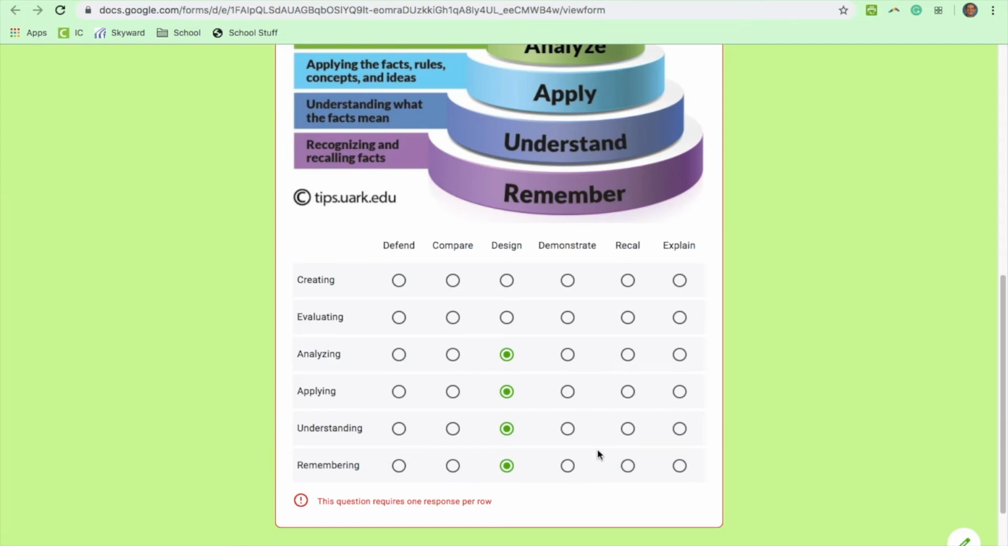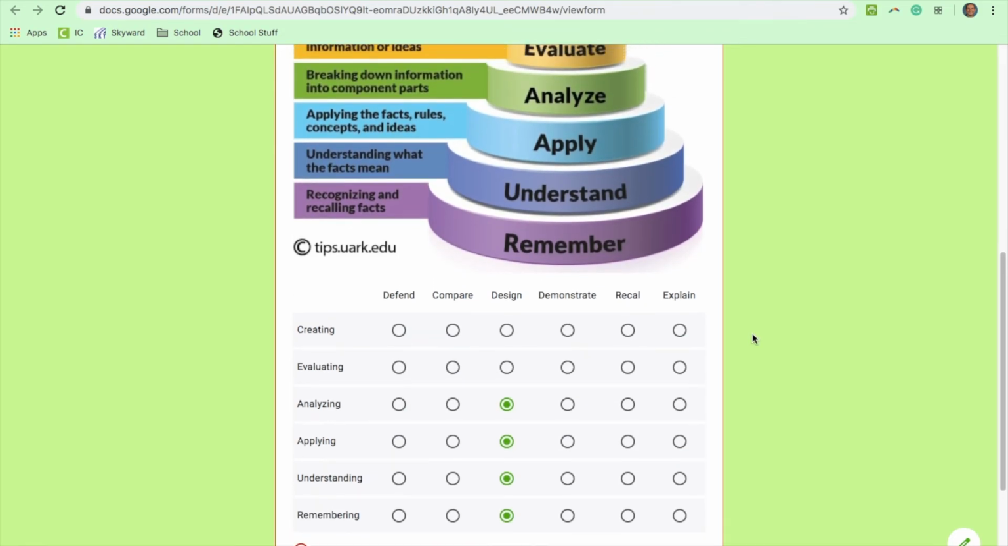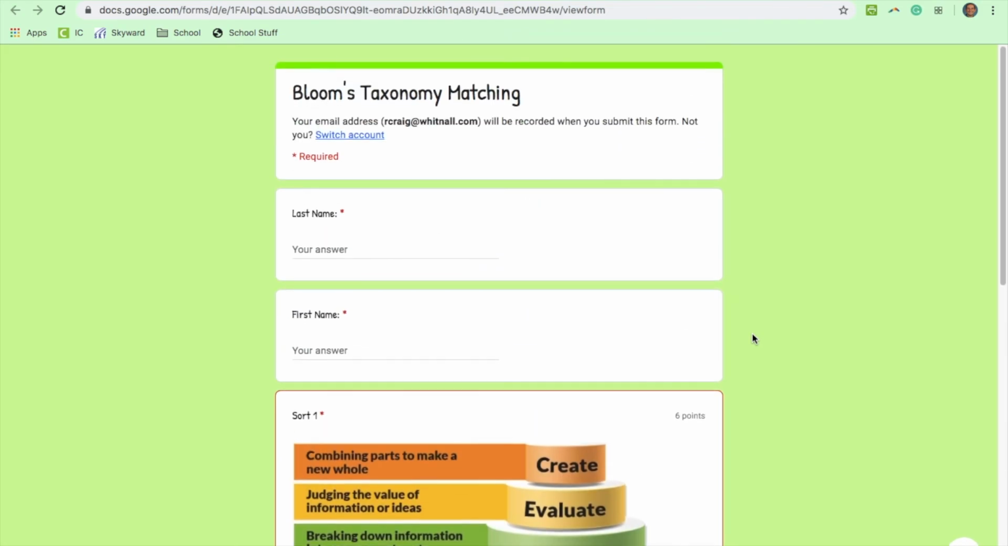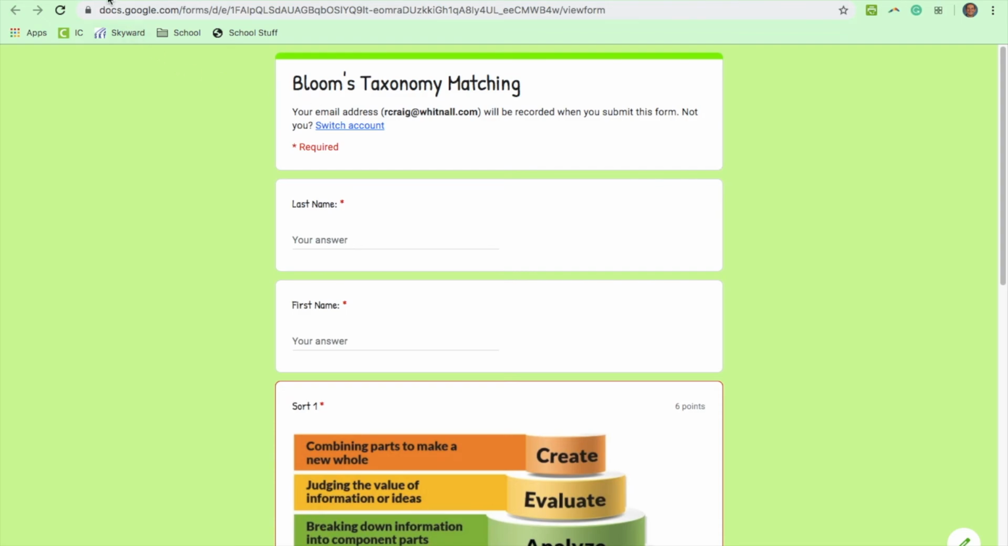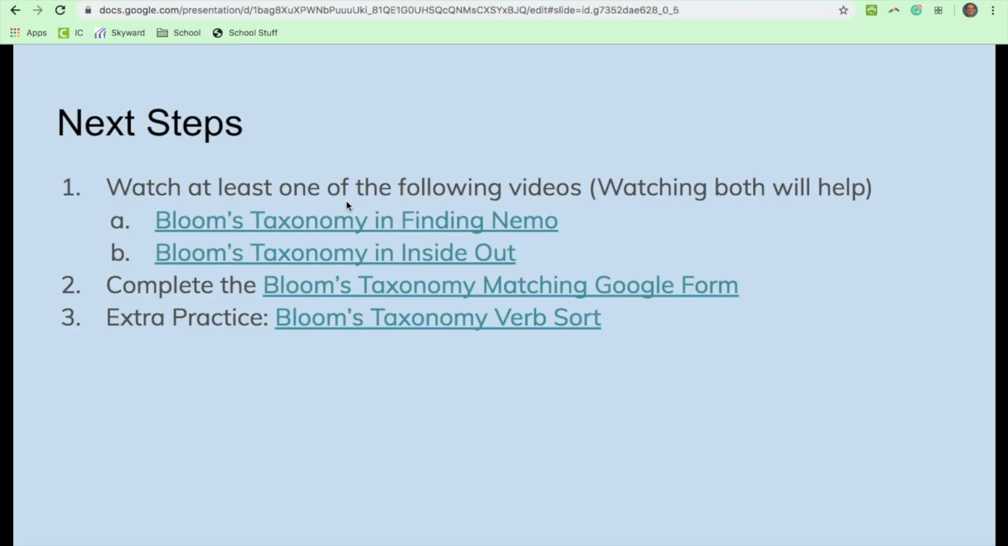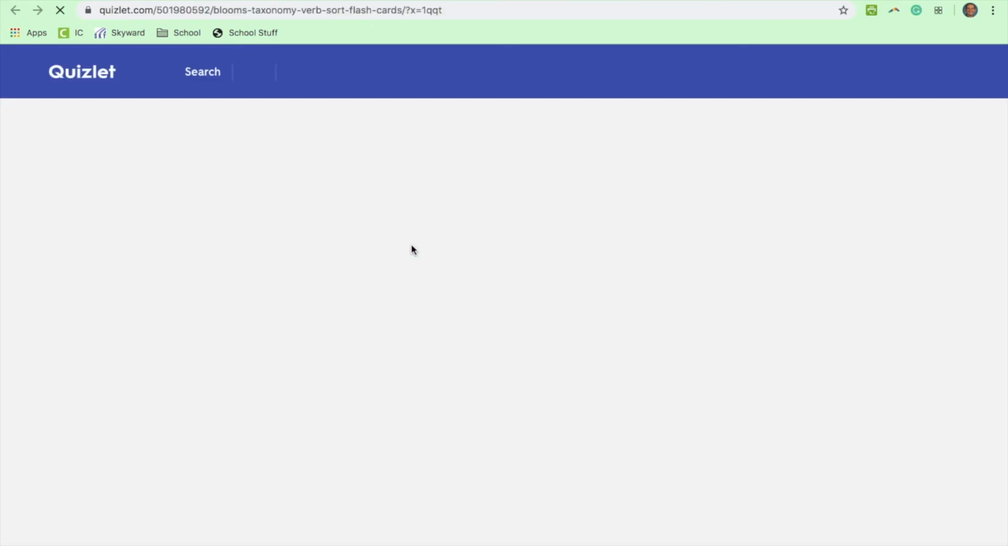So if you look at remembering, which one of these could be remembering? Understanding. Understand what the facts mean. So if you can understand what the facts mean, you would be able to do what on the topic. And just so you know, I'm not using this as a grade. This is just a check for me to see where you're at. So maybe you get this, it clicks, excellent. Maybe you struggle a little bit with you. That will notify me, and I could make sure to connect and make sure that you fully understand this for moving forward. And if you do need extra practice, this Bloom's taxonomy verb sort will help you out.